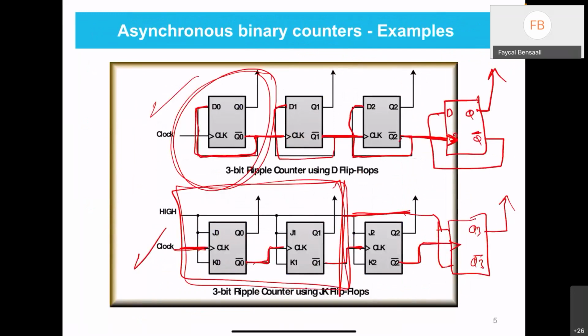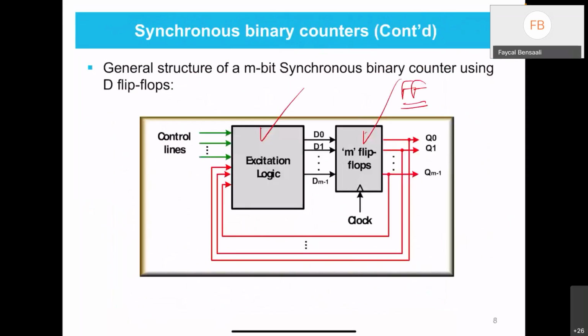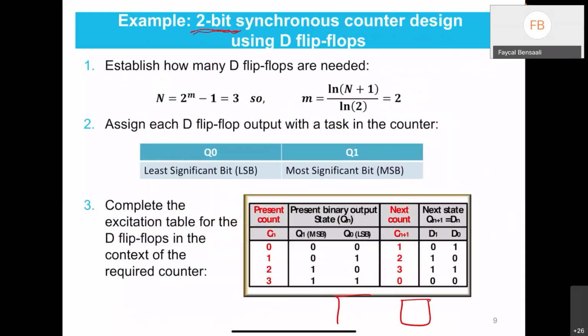Now, what if I want to do it synchronous? That means I will need 2 flip-flops with the same clock. But what should I do on J and K? This is the question for each one. Or what should I do for a D flip-flop? I will do the example with D. We will do the JK later in the tutorial. So if I want to use D flip-flops.